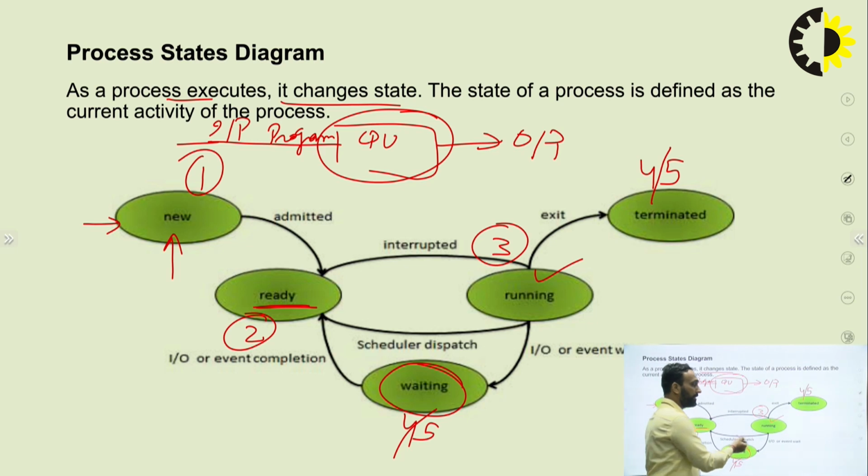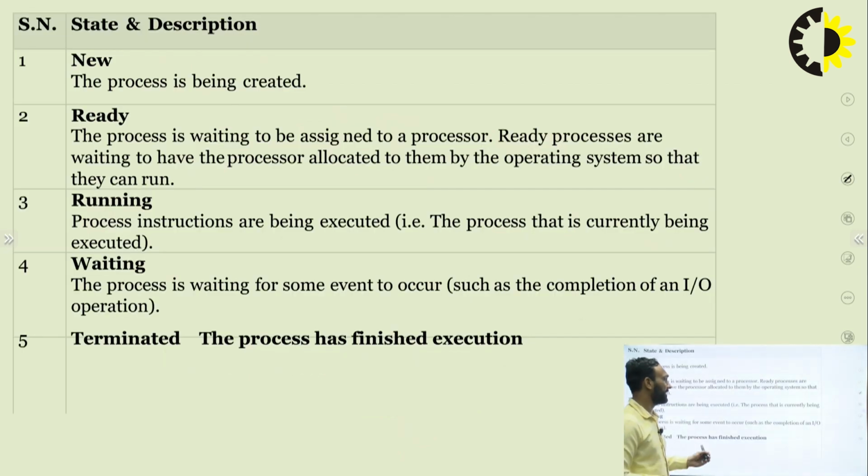And if it is run with the help of the required resources, it will go to the terminated state. Now we have the exact definition of these states. What is new? It represents that the process is being created, or when it is assigned to the processor. What is the ready state? The process is waiting to be assigned to a processor, known as the ready state.